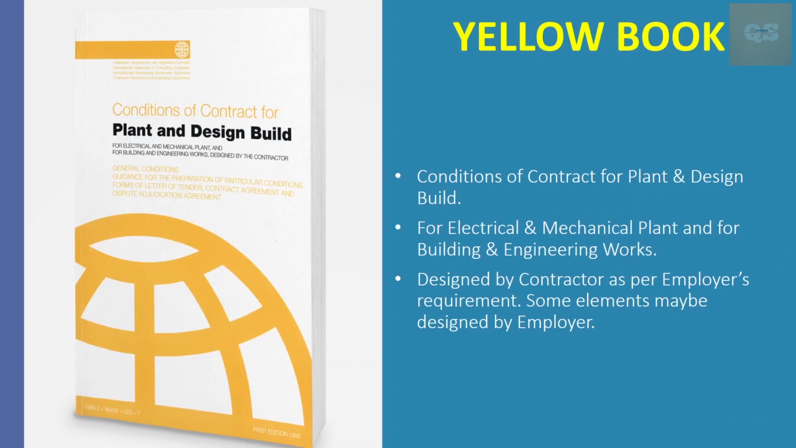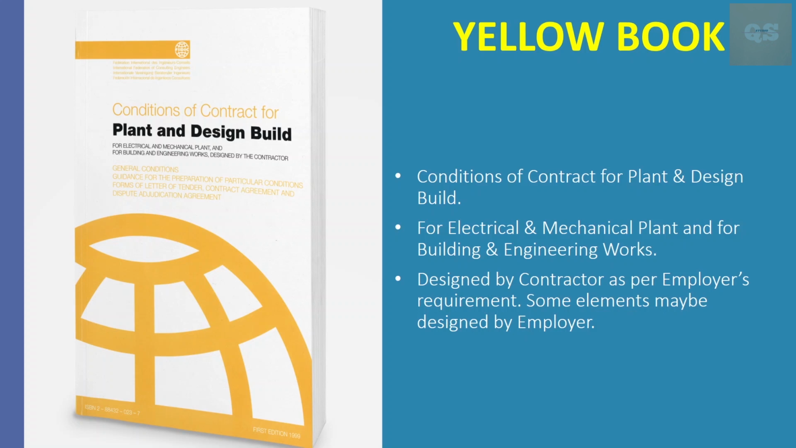Next is the yellow book. Yellow book contains the conditions of contract for plant and design build kind of projects. So mainly electrical and mechanical plants or for building and engineering works where the plant and design build technique is used. For such projects, yellow book is used. Here the design is done by the contractor but as per the employer's requirement.